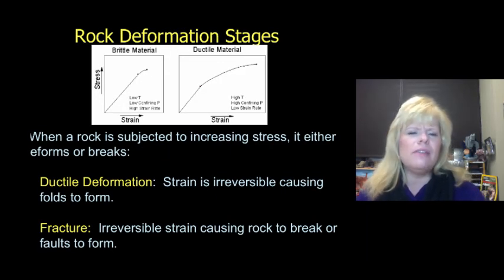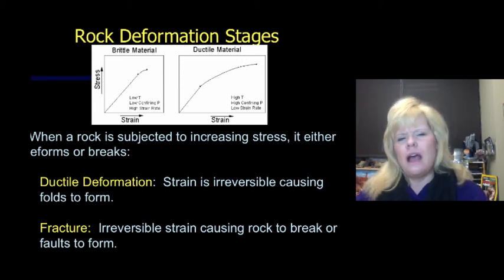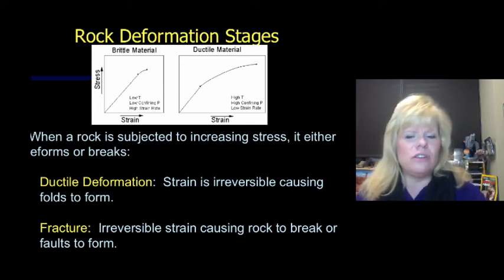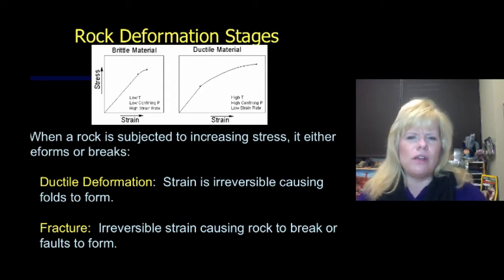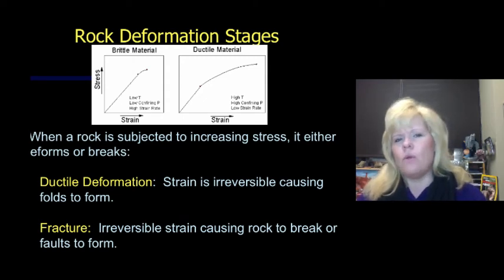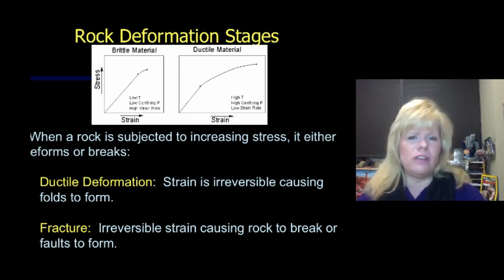So keep in mind that there is a difference between deformation and reaching the fracture state. If I reach the fracture state in a rock, that means I've exceeded its ductile deformation. So if you get to a point where your strain is irreversible and folds form, the rock has permanently changed its shape, but it's not broken.